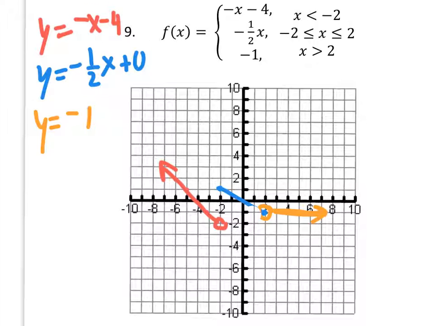So this is your entire graph right there. Right here it's connected, because the solid dot from the blue filled in the open dot from the orange. And over here it's separate, open dot, closed dot up there. Let me ask you this, is this a function or just a relation? It's a function, because if you do the vertical line test, it'll never cross at more than one point. Even right here, it only has one point. That's an open dot, so it only has one point. And right here, one was solid, one was open, so it really only has one point. So that is a function, not just a relation.